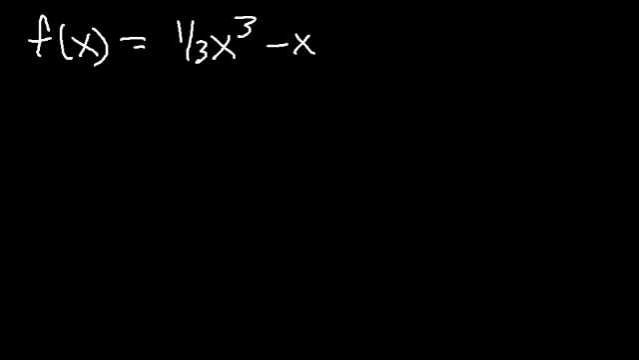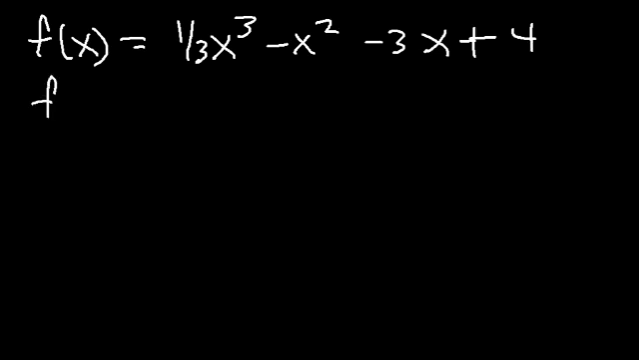Now let's work on an example. So let's say if we have the function 1/3 x cubed minus x squared minus 3x plus 4. So how can we use the first and second derivative to draw a rough sketch for this particular function?